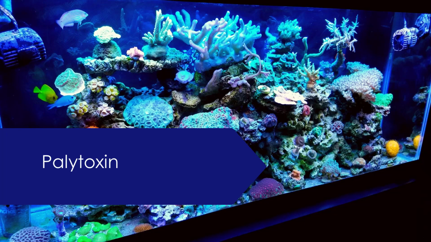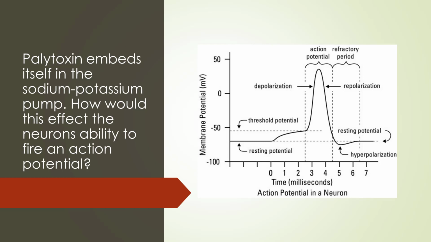Palytoxin enters the body through absorption or the respiratory system, and it does something very simple. Palytoxin blocks the sodium-potassium pump. It prevents the sodium-potassium pump from working. So my question for you is, what effect does the palytoxin have on the action potential graph? Take a look at the graph here and tell me what you think would happen to this action potential graph if somebody has been exposed to palytoxin.